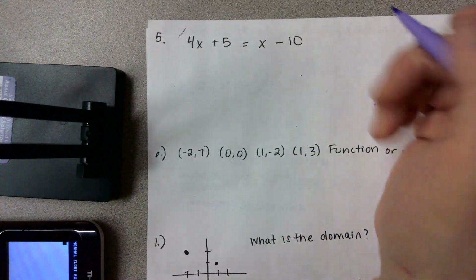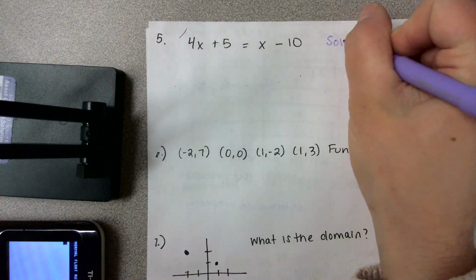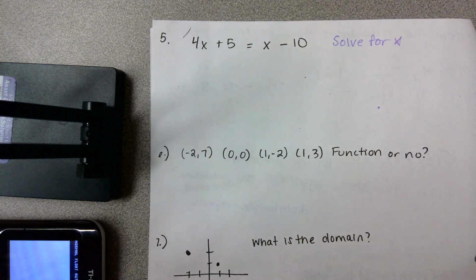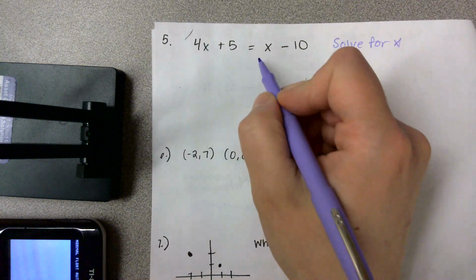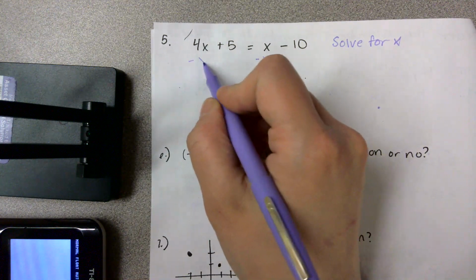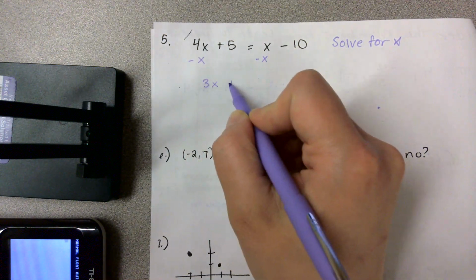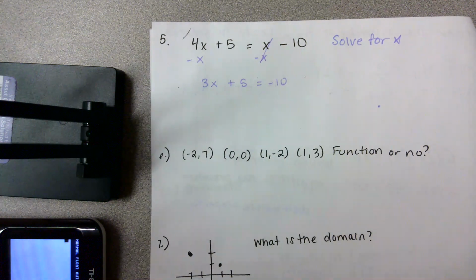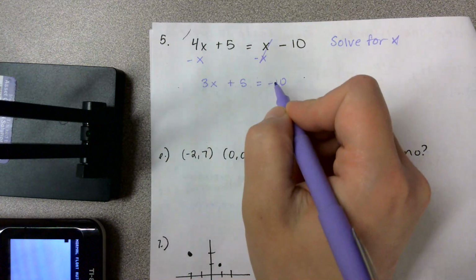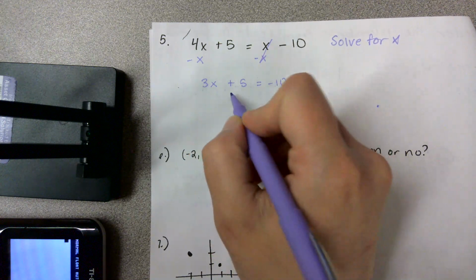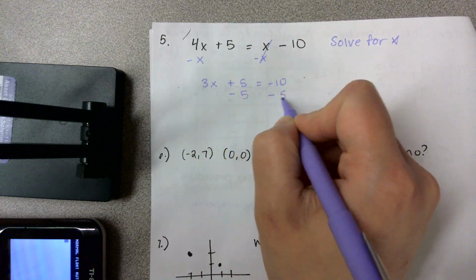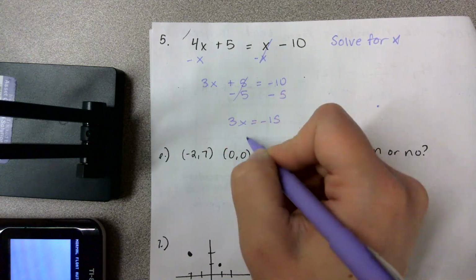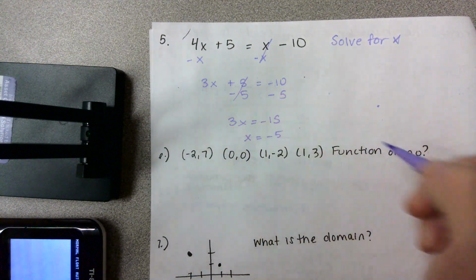This next page, they want you to solve for x. Go ahead, pause the video, and try it yourself. I like bringing x to the left side, so it's 3x plus 5. Since I brought x's to the left, we're bringing numbers to the right. X is going to equal negative 5.